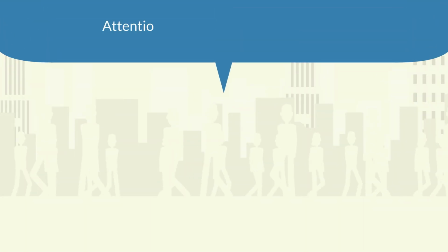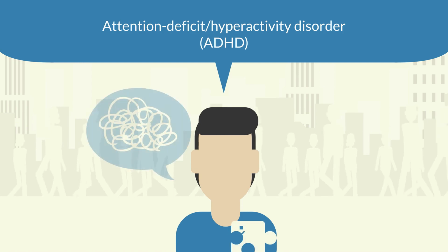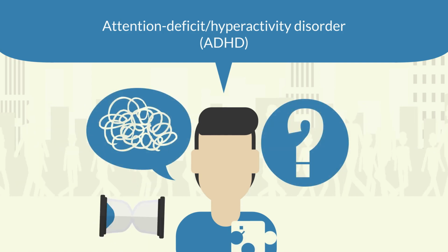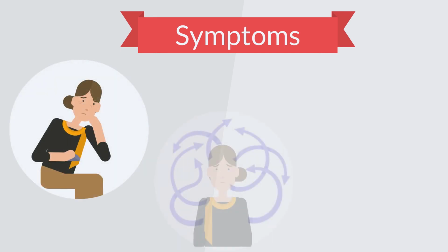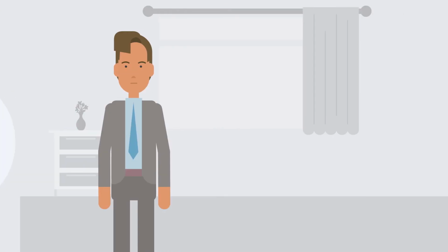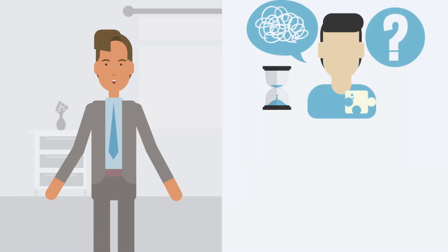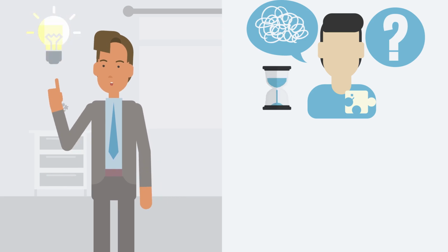Attention Deficit and Hyperactivity Disorder, ADHD, is a neurodevelopmental disorder that affects millions of children and adults worldwide. It's characterized by symptoms of inattention, hyperactivity, and impulsivity that can interfere with daily life. Understanding exactly what ADHD is can help individuals recognize if they have the condition and how to seek help.